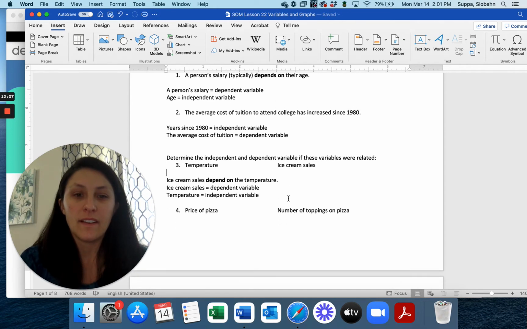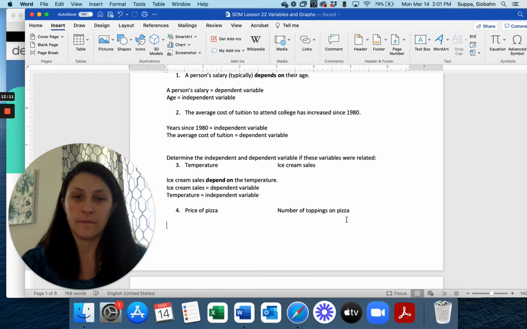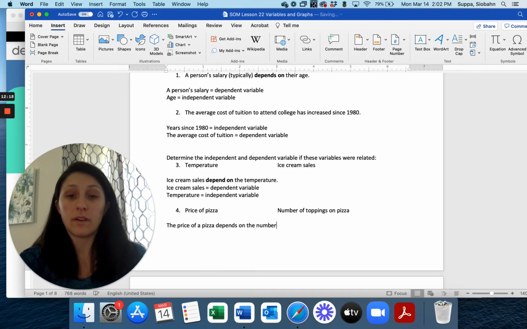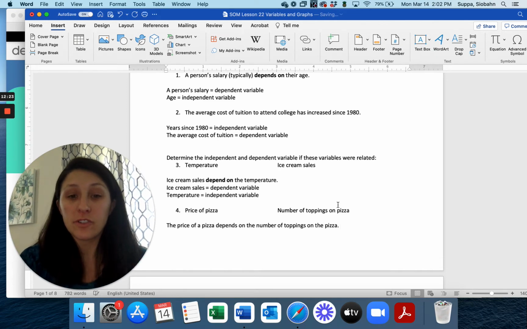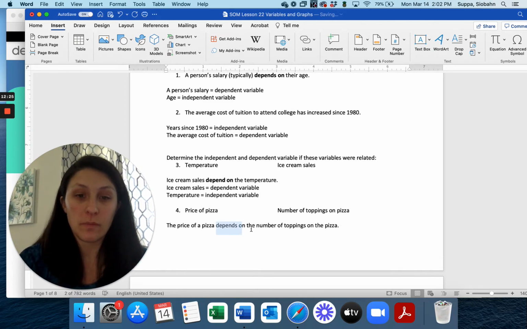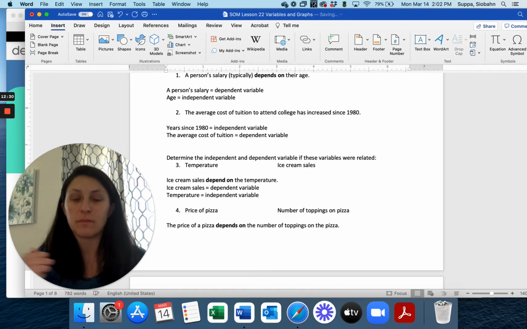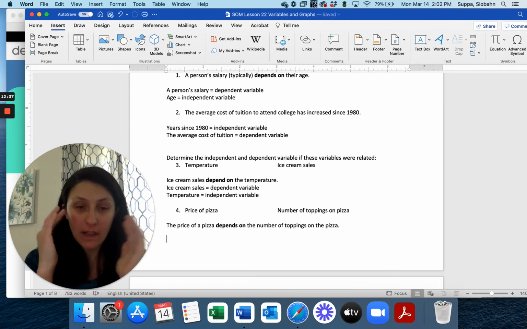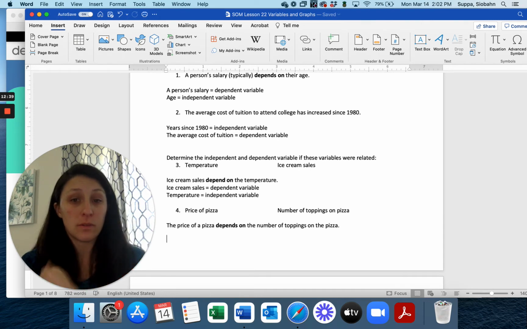Okay. How about this last one? How about number 4? So the price of a pizza depends on the number of toppings that you order. All right, so that's usually true. Usually, if you order a pizza that has more toppings on it, it's more expensive. It's like each topping is like $2 or something. So there we go. So we have the structure in our minds that the price of a pizza depends on the number of toppings you order.